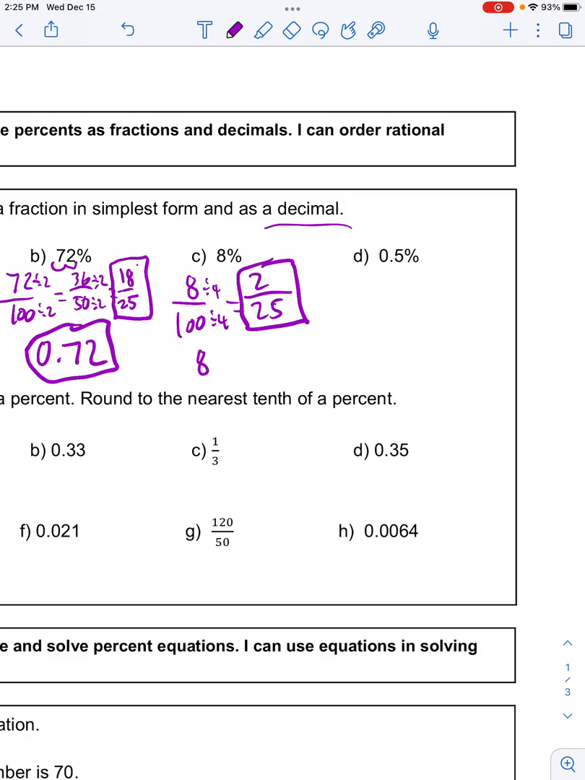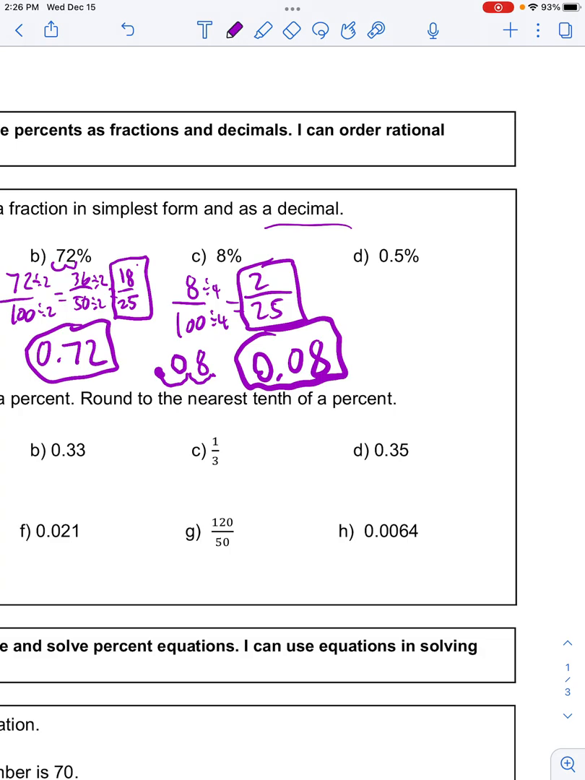8%, remember, you have to move the decimal over 2 spots. So that's like going 1, 2. So I have to insert a 0 here. As a decimal, it's 0.08. If you don't put that 0 in front, it's like saying 0.8, and that would be 80%.